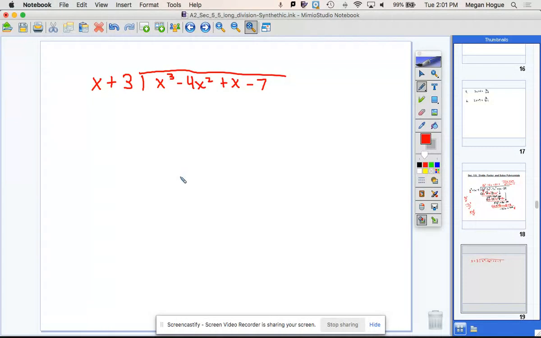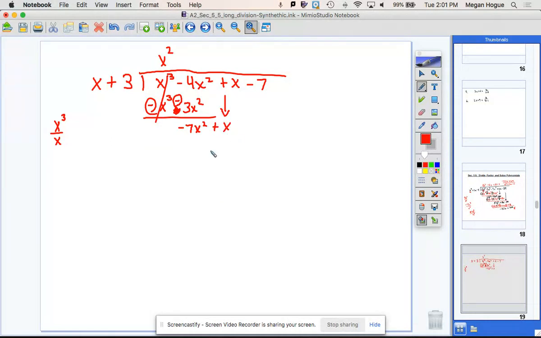So I'm going to go a little faster. If I'm going too fast for you, let me know. I'm going to take x cubed and x, divide them, x squared. So x squared times x, x cubed. X squared times 3, 3x squared. Change our signs. And again, some people like to change as they go. That's up to you. First term cancels. Negative 4, negative 3, that's negative 7x squared. Bring down the next term, plus x.